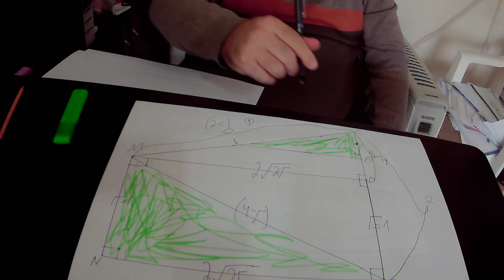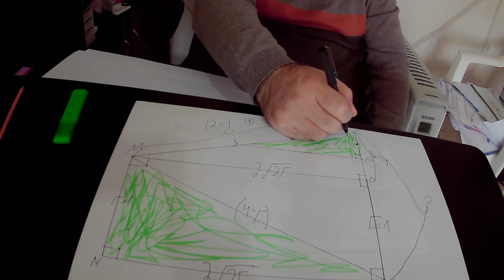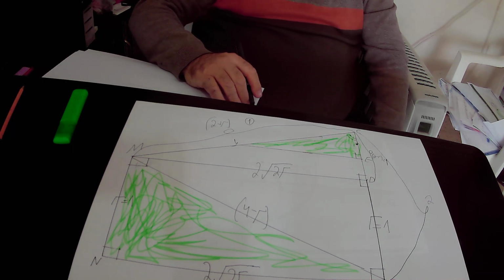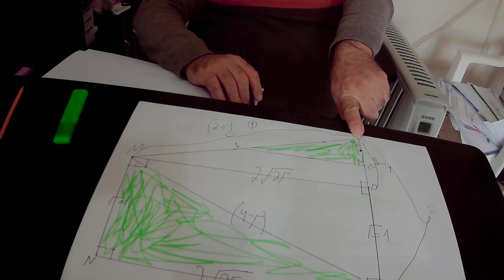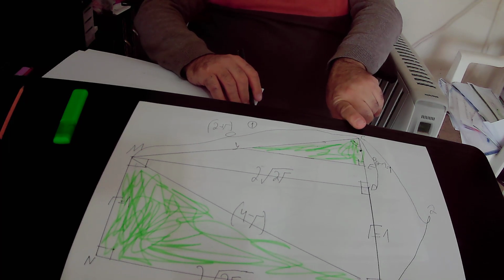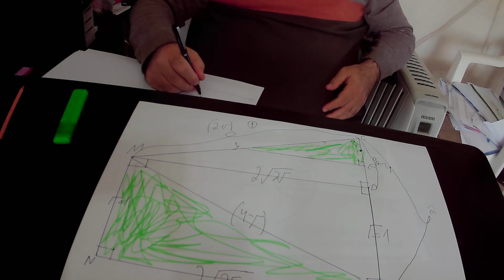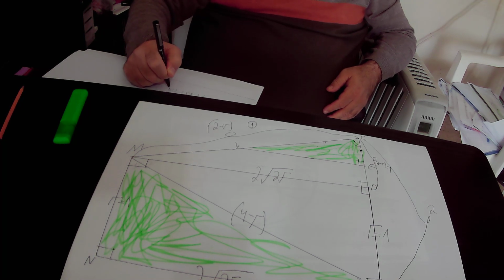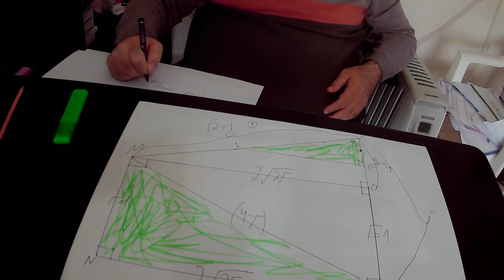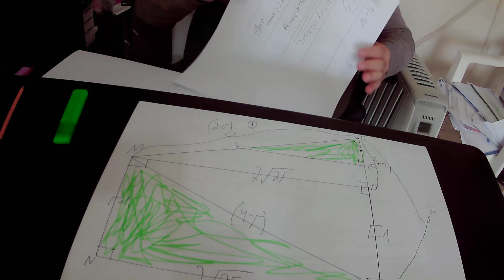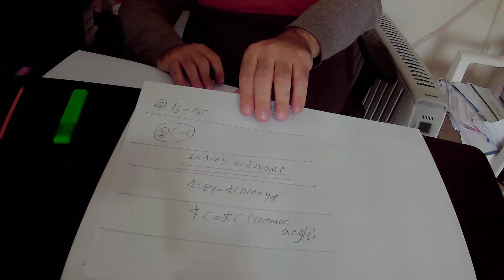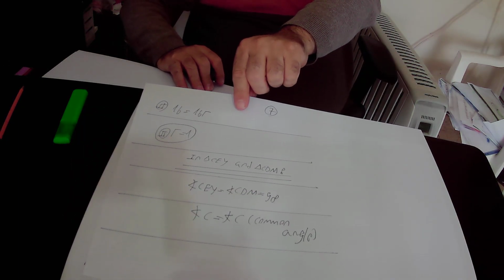And we also have angle C, which is a common angle, it belongs to both triangles. It belongs to the green triangle, and angle C also belongs to the bigger triangle, triangle CDM. So we can write down that angle C equals angle C, a common angle that belongs to both triangles.